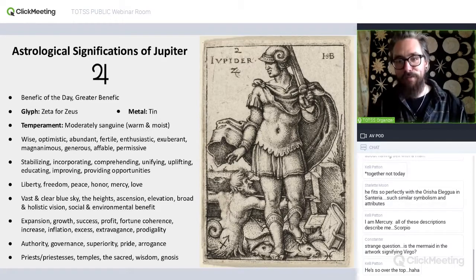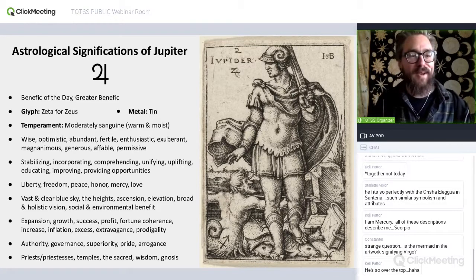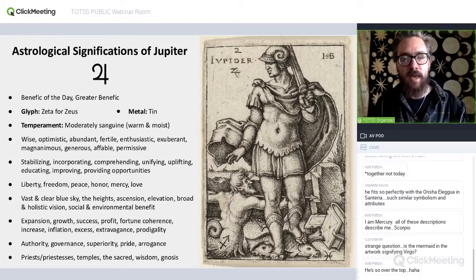He is a bit over the top. Over the top is a good word for Jupiter. All right, so here we have Jupiter, the benefic of the day, or the greater benefic. His glyph is actually just a kind of stylized version of the Z or Zeta for Zeus. And his metal, in our tradition, we usually say his metal is tin. Historically, there's sometimes others, but yeah, we associate Jupiter with the metal tin.